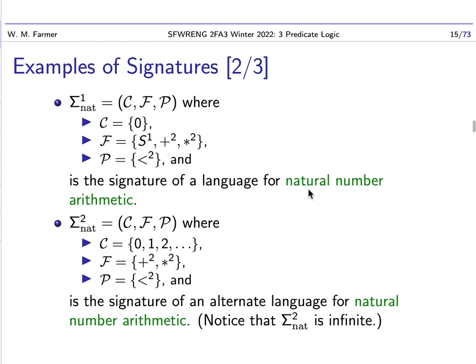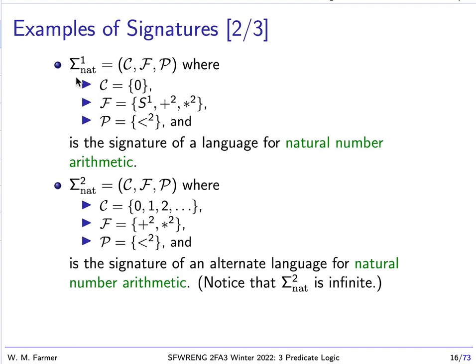Okay, so I have a couple more signatures. We have two signatures for NAT, 1 and 2. In the first one, we don't have any constant symbols, but we have 3 function symbols. This symbol is for successor. Successor of 2 is 3, successor of 100 is 101, and so forth. And we have plus and minus. A successor function is unary, plus and minus are binary. That's why we have these arities. And we have less than, which is binary as we've seen before. So this is one signature for natural number arithmetic.